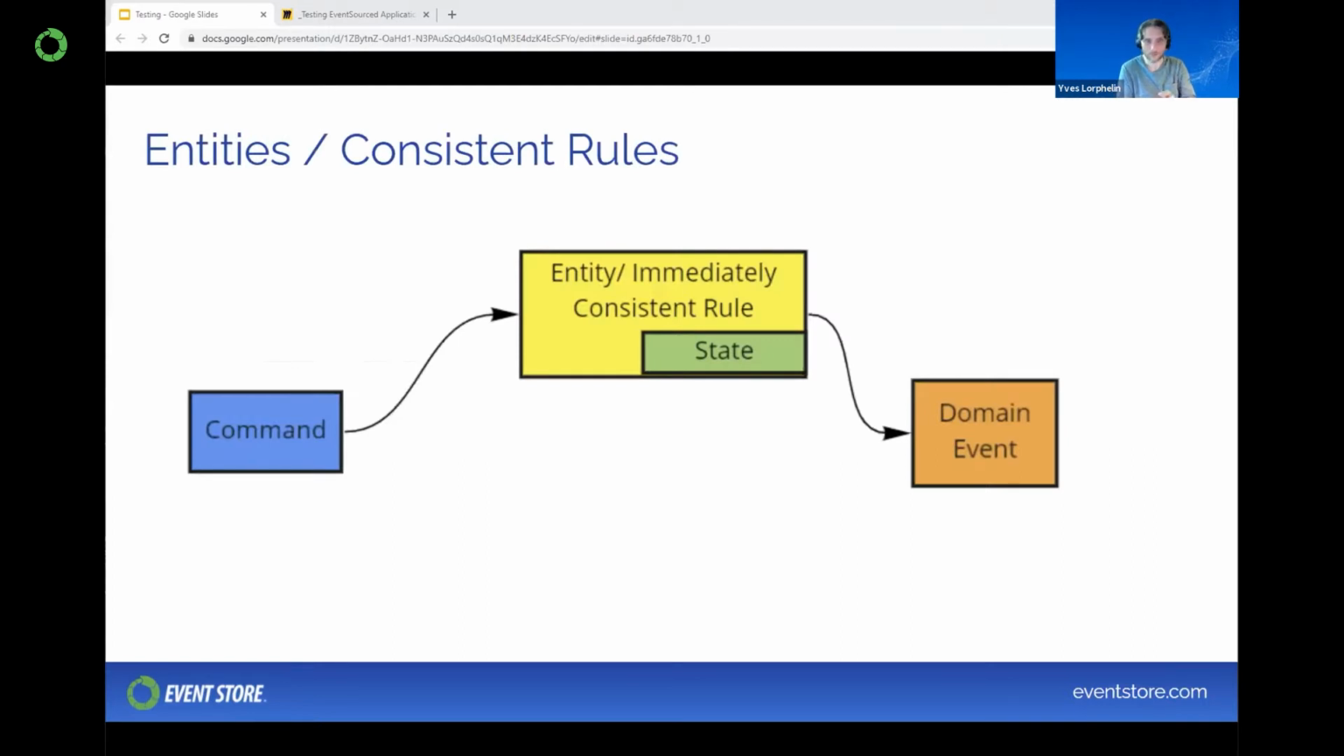So if we take part, entities and consistent rules. If we look at the picture that explains everything, I'm sending a command. Something is happening, some code is fired, and the output are domain events. And of course, that entity has some state.